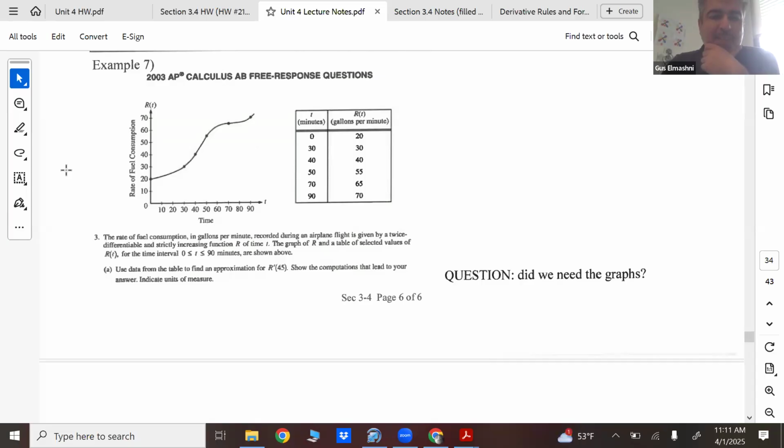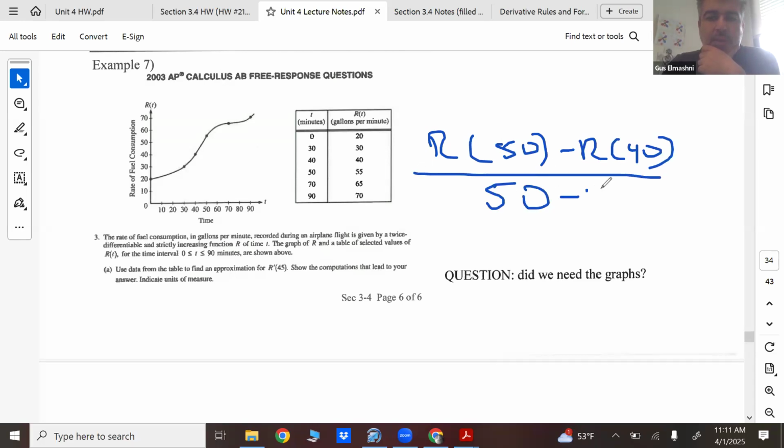So same thing here again. You want to do R(50) minus R(40) over 50 minus 40, and that will roughly equal, it's an approximation, mind you, R prime of 45. So you work it out. That's not hard. That's 55 minus 40 over 10, which would be about 1.5.